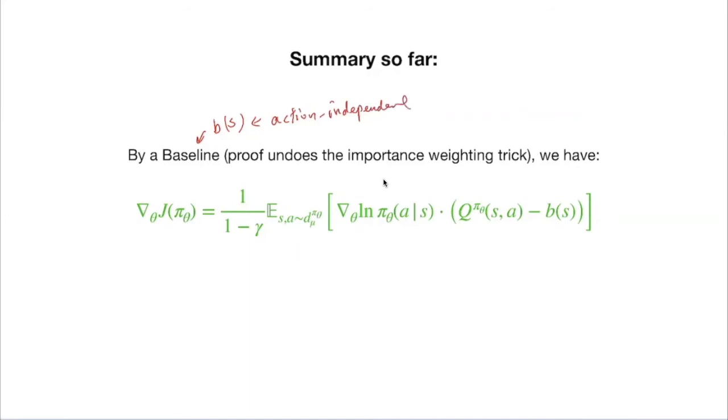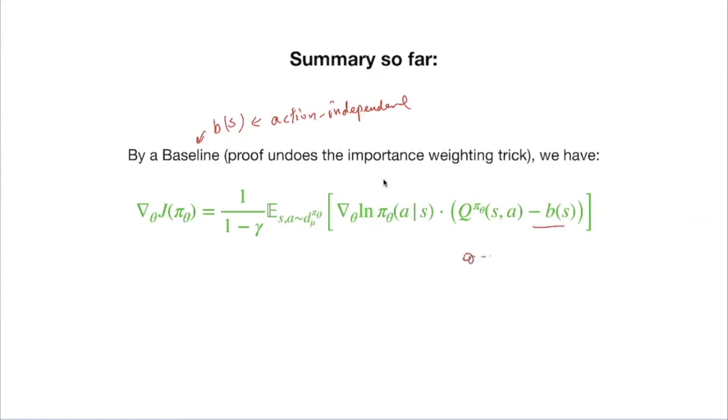This is a function that only depends on state, does not take action as an input. Okay, so we can design any such kind of function. It could even be a constant, right? And we can just immediately minus it in this formulation, and it does not change the expression of the policy gradient, right?